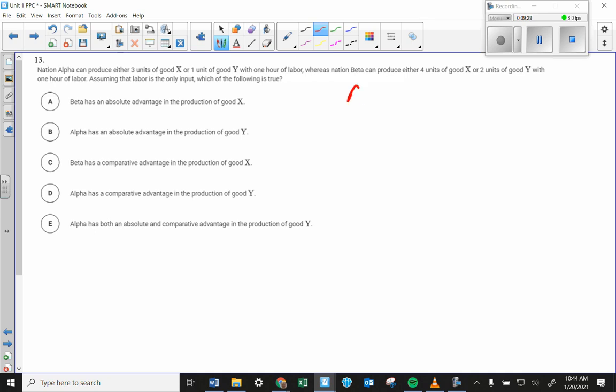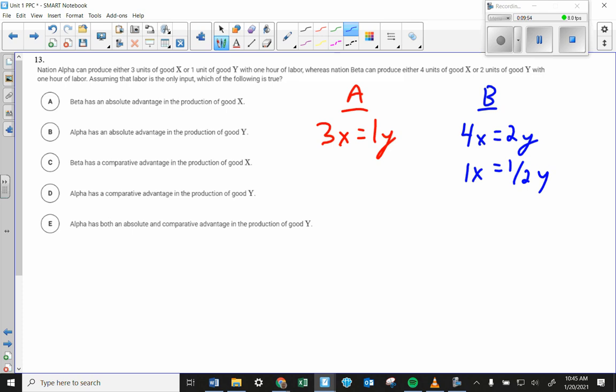So for alpha here, 3 of X is equal to 1 of Y. That's saying the opportunity cost of 3 units of X is 1 unit of Y. And for beta over here, their opportunity cost is 4X is equal to 2Y. So when we solve for X here, 1X, dividing each side by 4, is going to be a half of a Y. Oops, I should have solved for X up here. So that means 1X is equal to a third of a Y.